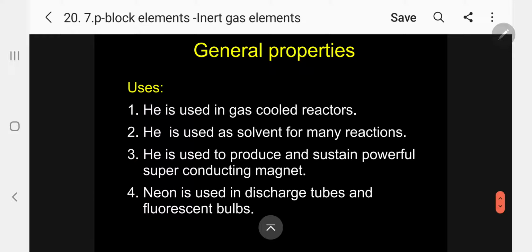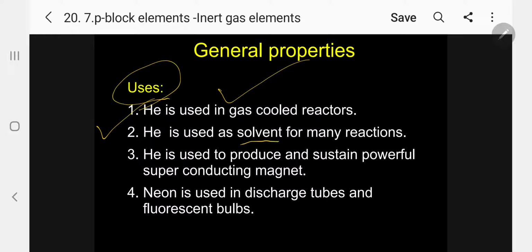Coming to uses. Helium is used in gas-cooled reactors. Number 2, helium is used as a solvent for many reactions. Helium is used to produce and sustain powerful superconducting magnets. And neon is used in discharge tubes, neon bulbs and fluorescent bulbs. We are using neon. Kindly follow.